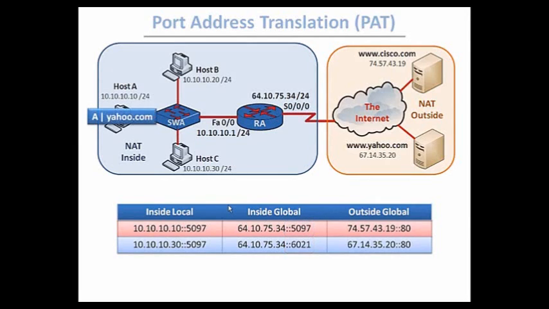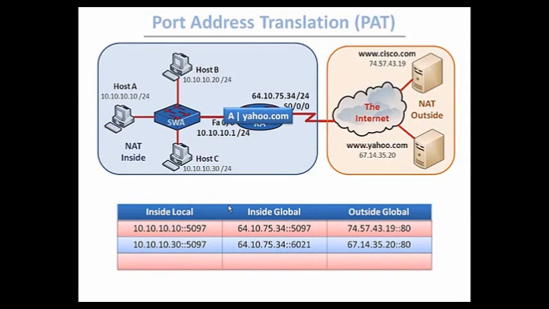If host A is to open another web page, this time the Yahoo web page, the frame will have a source IP address 10.10.10.10, the inside local IP address, and a different source port. Let's say this time it is 9000. But if the router has already used port 9000 for some other translation, the router can translate this frame with some other source port. In this example, we can use port number 8701.